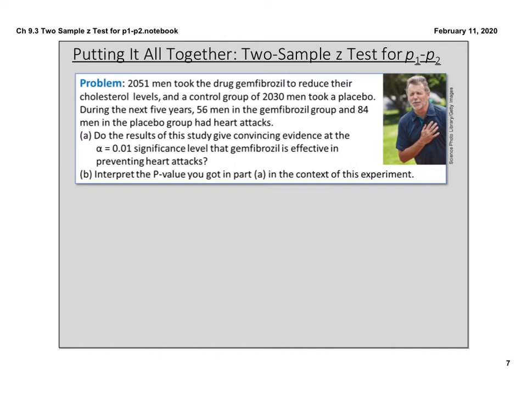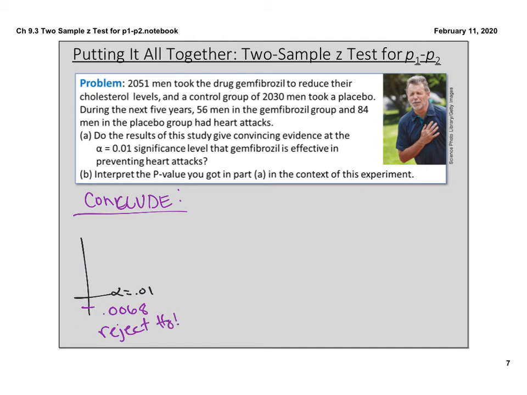There's so many points in these types of questions. All right, now I'm at conclude. So what does that mean? Conclude. Okay, so let's look at our little measuring stick. Here's my alpha equaling 0.01. Here's my p-value, way down here, 0.0068. Okay, we reject H0.